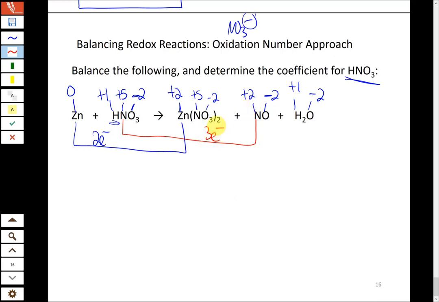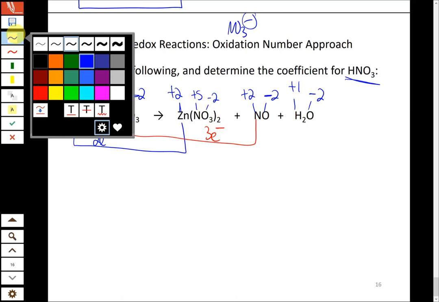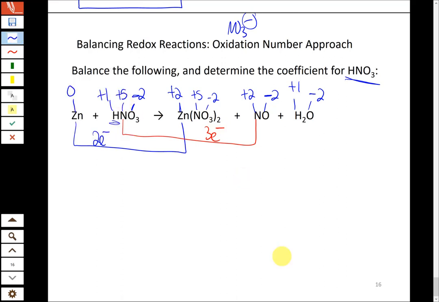Now, one thing though that's a little bit tricky about this one is that we notice that nitrogen is going from +5 to +2 when you go from HNO3 to NO, but we also have some nitrogen that's not changing. We have HNO3 is +5, and it's still +5 here. So we also have some nitrogen that's not changing its oxidation number. So how do we deal with that? So we need to balance the number of electrons, but we also need to make sure that the number of nitrogen atoms is the same on both sides.